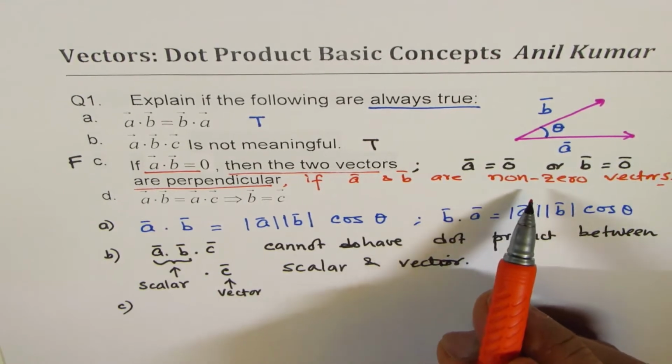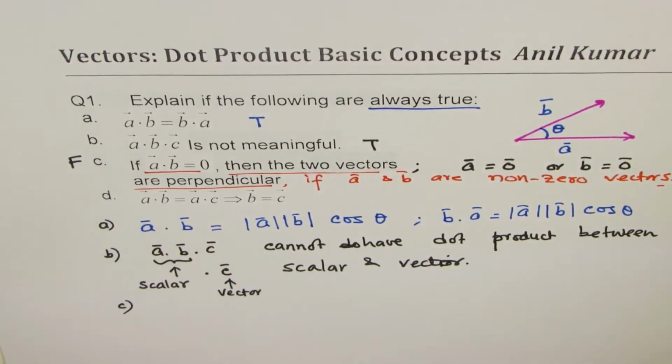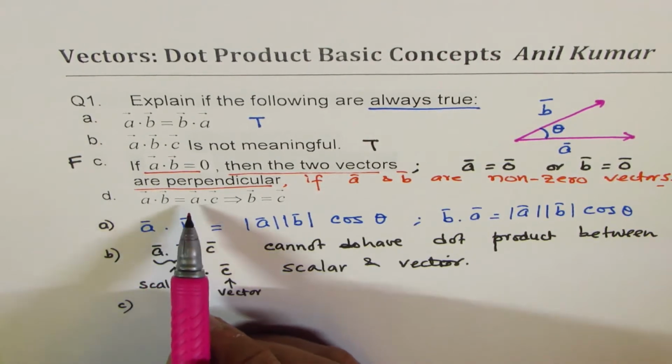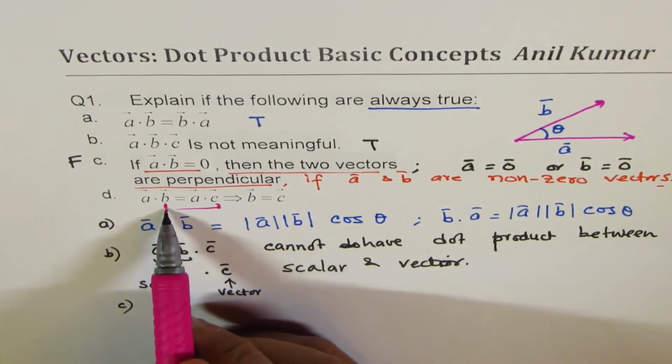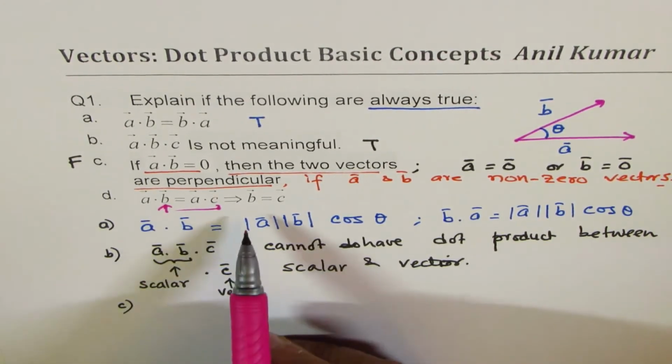That is important to understand, right? Now, part D is kind of most important in this set. What we are trying to say here is that if A dot B equals A dot C, that implies that B and C are equal. Now, this statement, let's look into this.